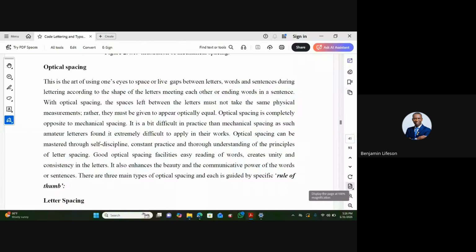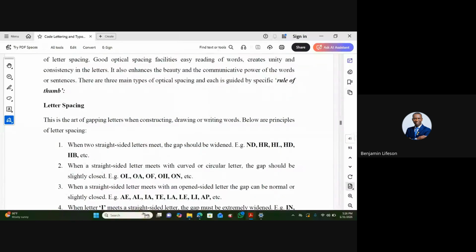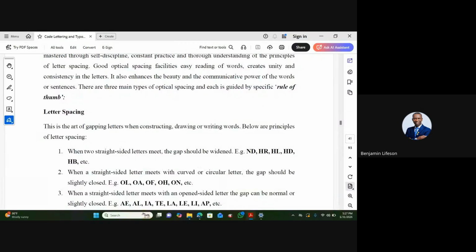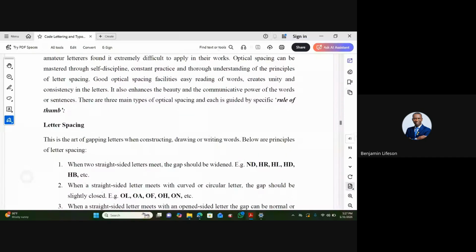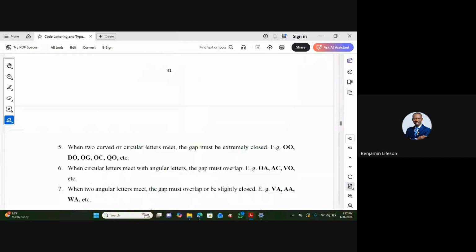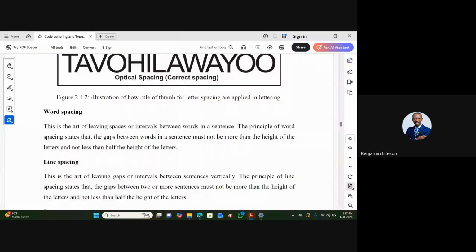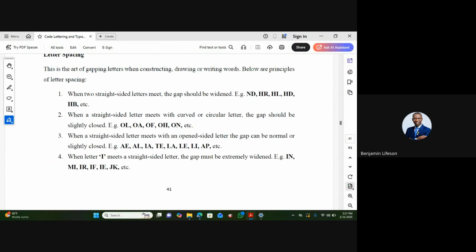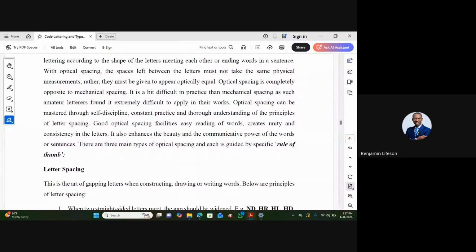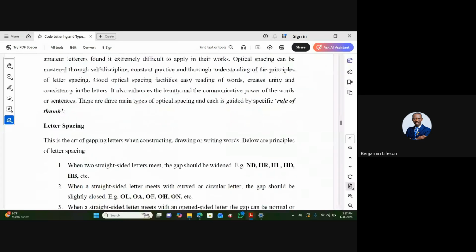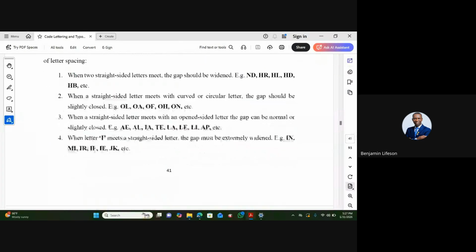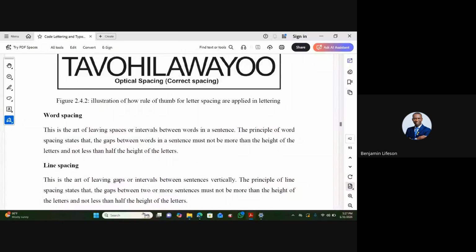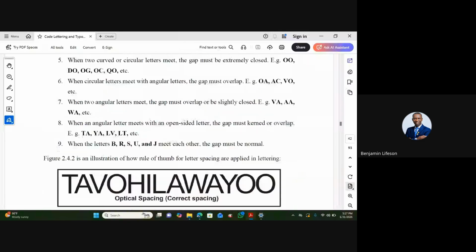Great. So that is it. So let's come to letter spacing. Then we have what is known as word spacing and line spacing. So we are looking at the 3 main types of optical spacing: the letter spacing, the word spacing, and what is known as line spacing.